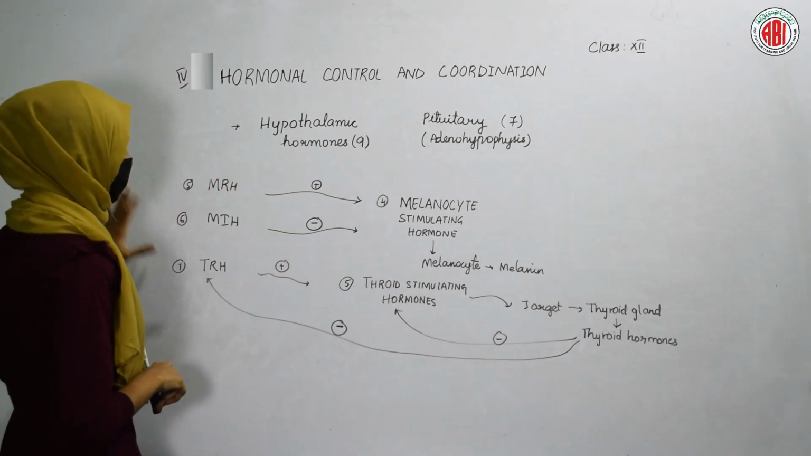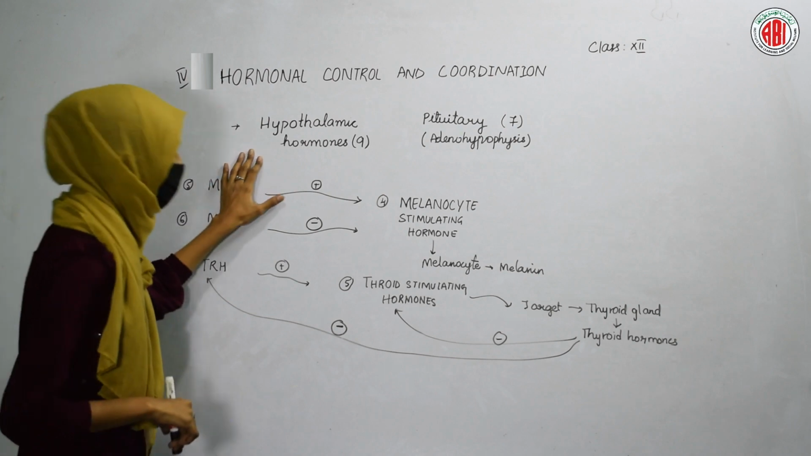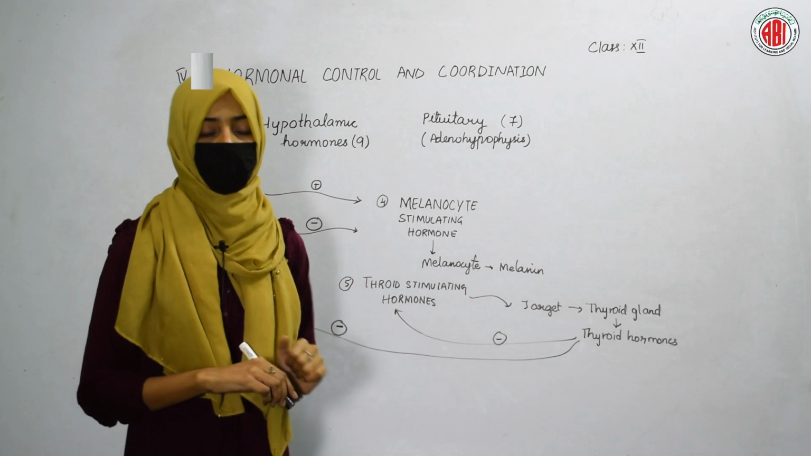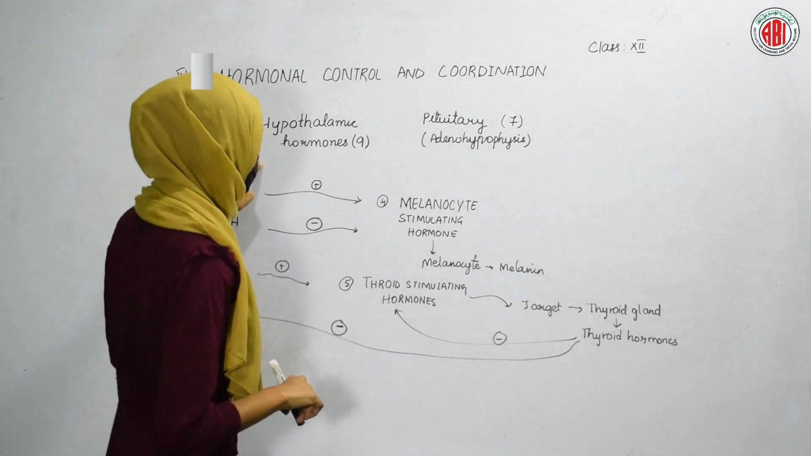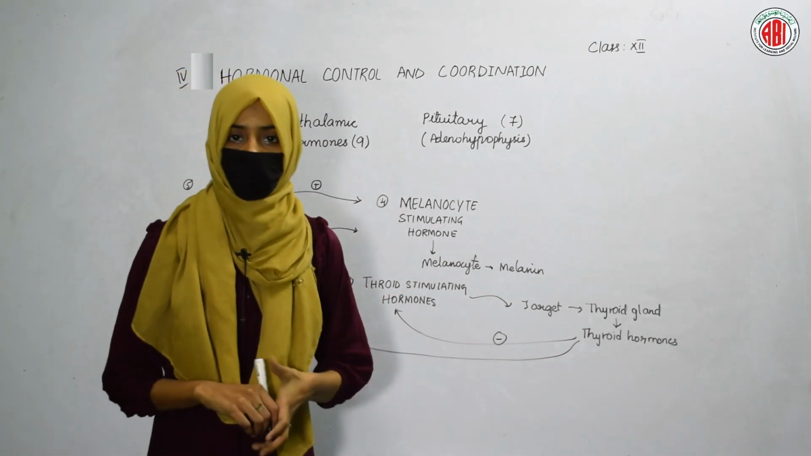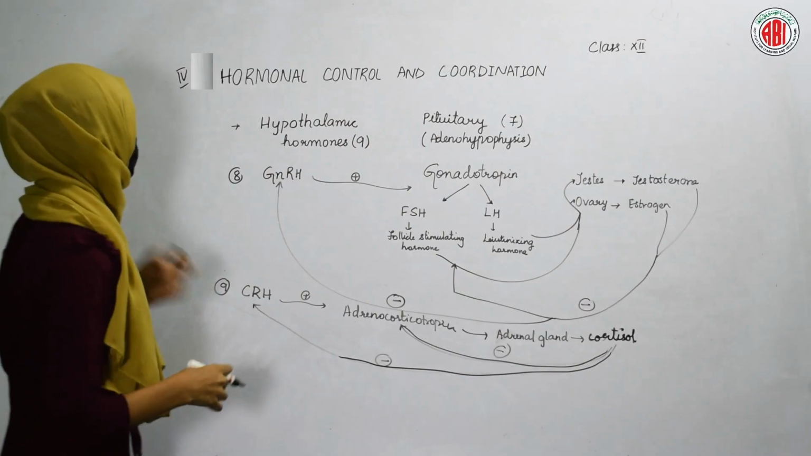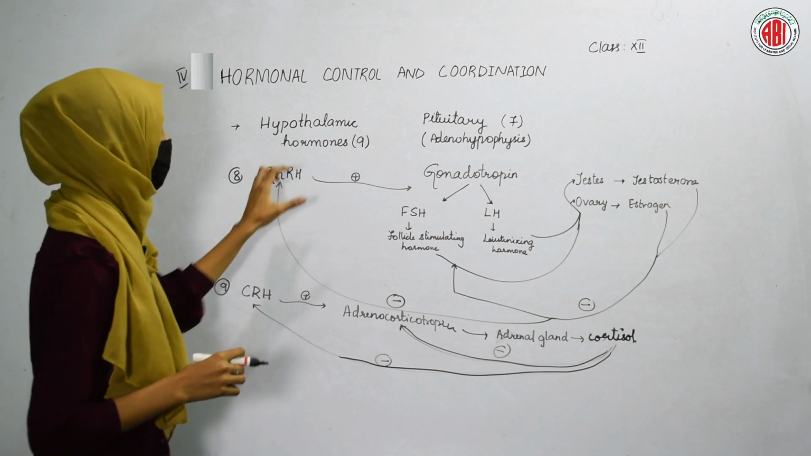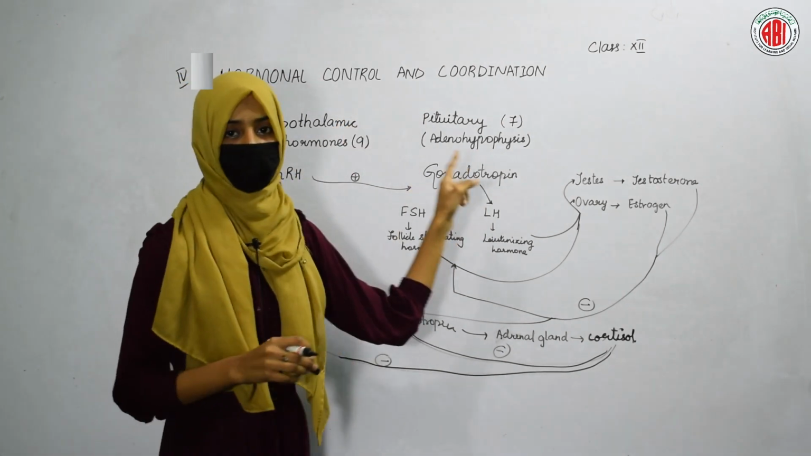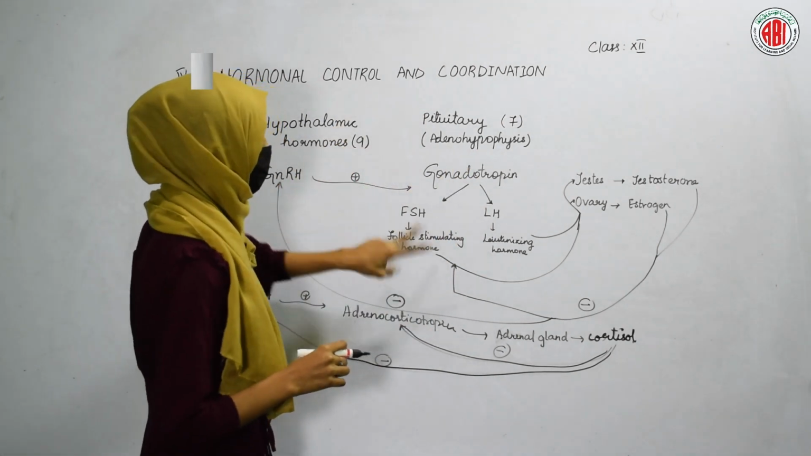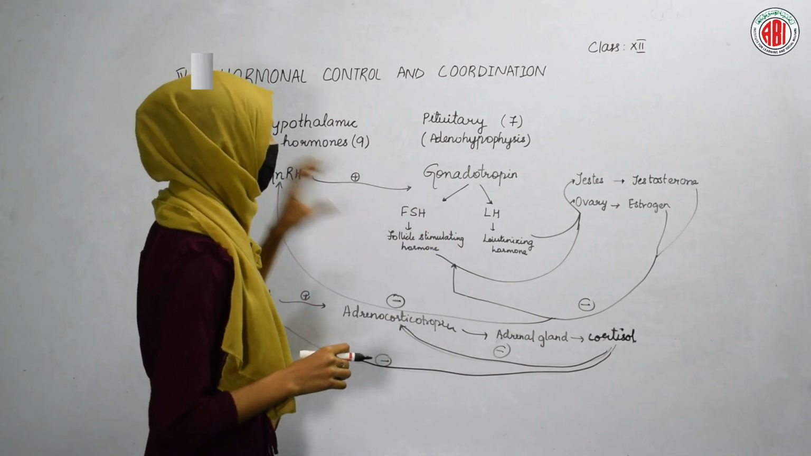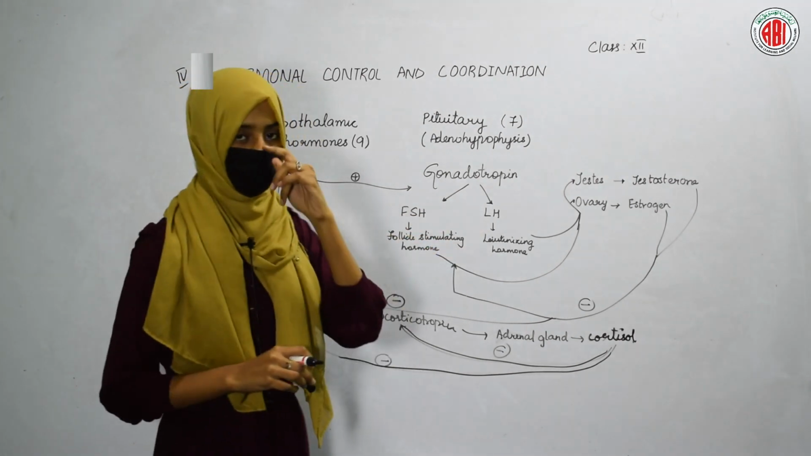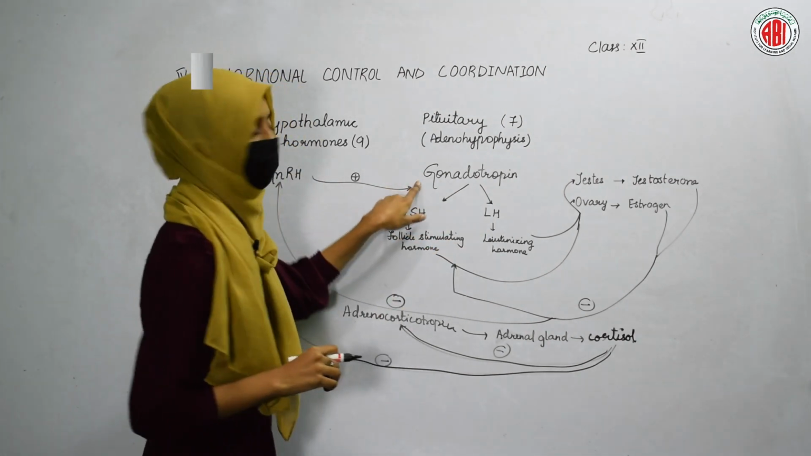Up till now we have discussed 7 hypothalamic hormones, and we have seen 5 pituitary hormones. The remaining 2 hypothalamic hormones and 2 pituitary hormones, we are going to discuss now. Okay, our next hypothalamic hormone is gonadotropin releasing hormone, which shows the positive effect on the pituitary gland in order to release 2 different hormones, and these hormones are follicle stimulating hormone and luteinizing hormone. These 2 hormones are released by the gonadotropin.